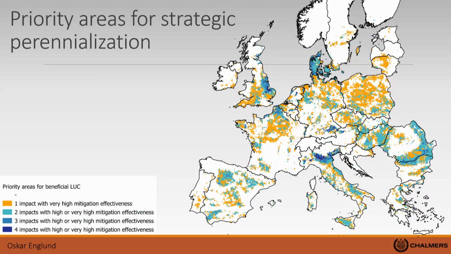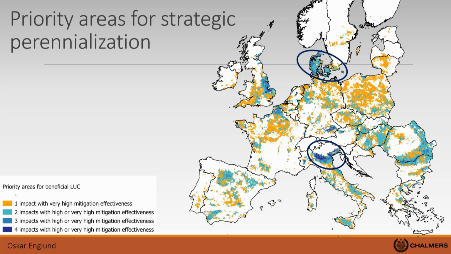Priority areas for strategic perennialization refers to either the yellow or orangey areas, which is where one impact can be mitigated with a very high effectiveness by introducing perennials strategically. Or the various shades of blue, which is where multiple impacts can be mitigated simultaneously with either high or very high effectiveness. The first thing we see is that we have priority areas scattered all over Europe, but we have some notable hotspots.